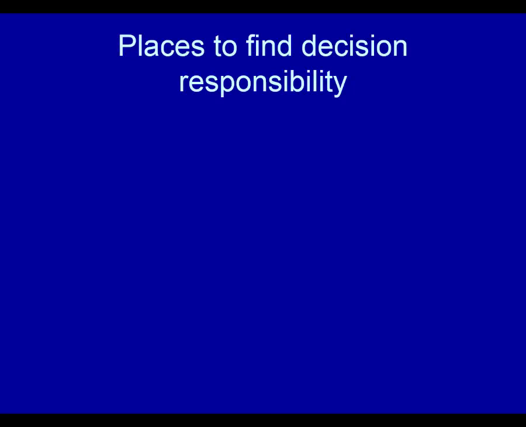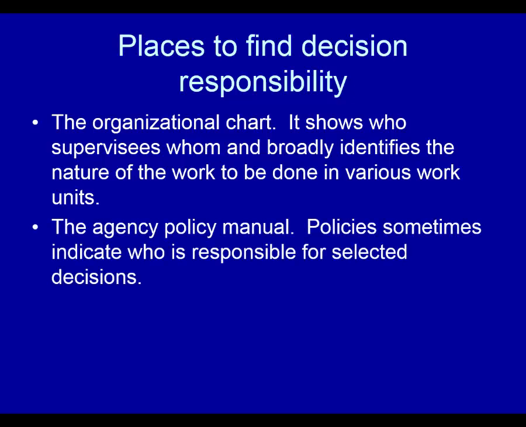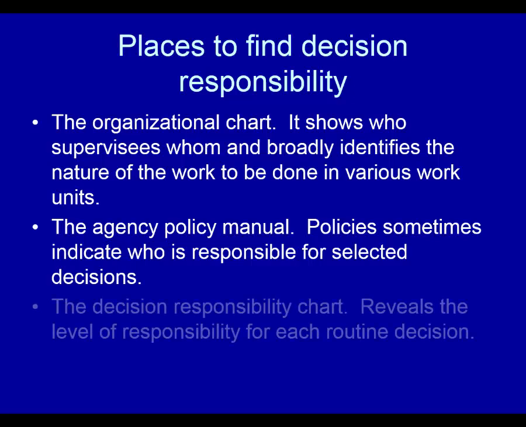Let's look at some places where you can find decision responsibility. The organizational chart, I'll show you one in just a moment. It shows who supervises whom and broadly identifies the nature of the work to be done in various work units. Also, the agency policy manual is something where you can often find information about decision responsibilities. Policies sometimes indicate who is responsible for selected decisions. So that's one place to look to find information on responsibility.